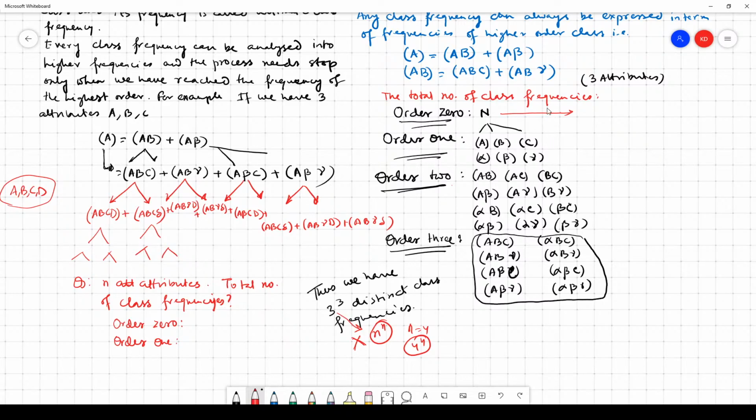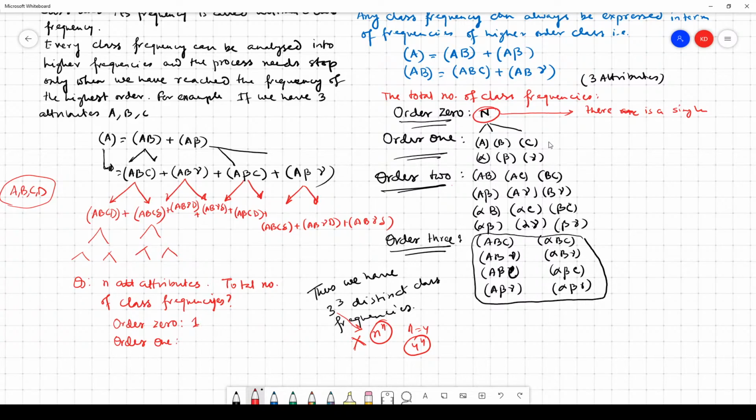See, for order 0, there is a single class, that is N, and this is true for any number of attributes, so it should be 1.